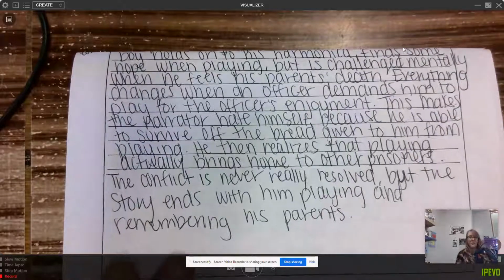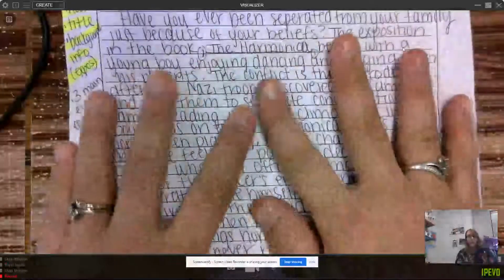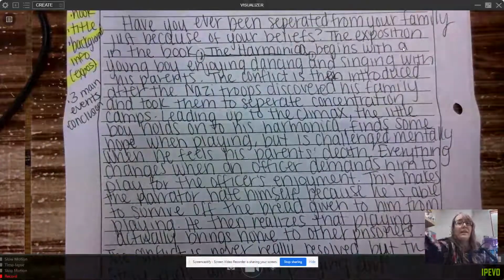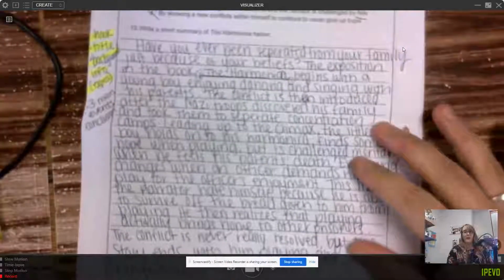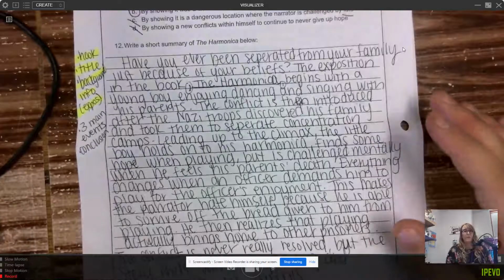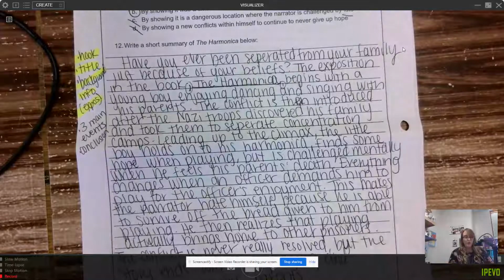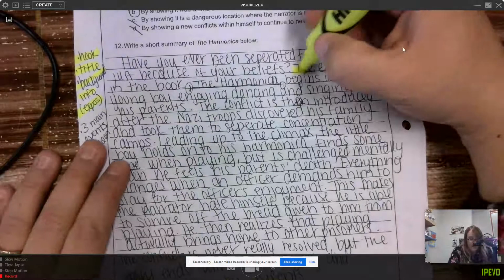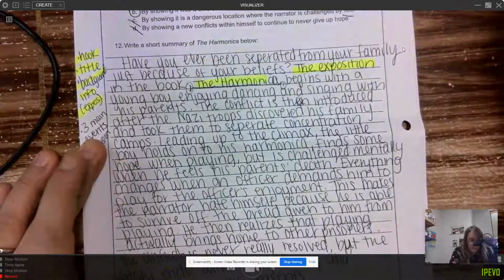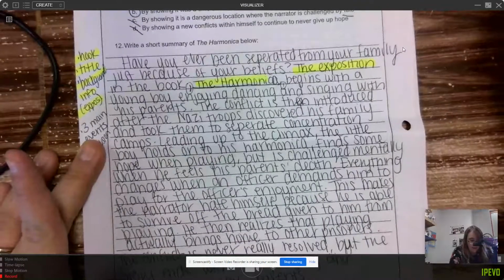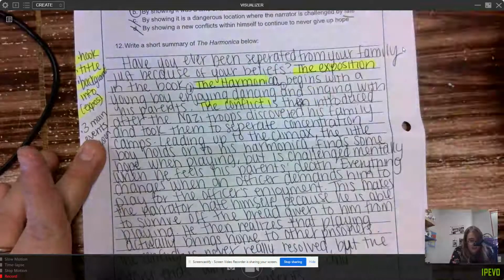Okay? All right, so let's go through this because I want to point out all the major things that I think that you should have in a summary. Okay? And you can take out your highlighter or you can underline it if you don't have a highlighter and do that as well. So I'm going to highlight the different keywords or terms. So the exposition. So have you ever been separated from your family just because of your beliefs? The exposition of the book, The Harmonica, make sure you have a title, begins with a young boy enjoying dancing and singing with his parents. The conflict is then introduced after the Nazi troops discovered his family and took them to separate concentration camps.